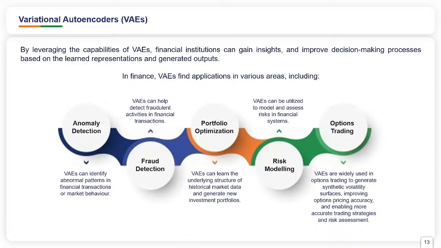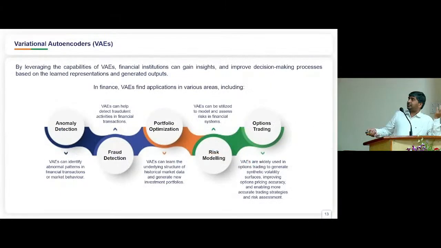So we can use variational autoencoders for anomaly detection, fraud detection, portfolio optimization, risk modeling, and option trading. Like this, you can find diverse applications of variational autoencoders in the financial domain. The reason behind this is the nice math behind this algorithm, and we don't need very complicated servers to implement it. A good machine can implement variational autoencoders.